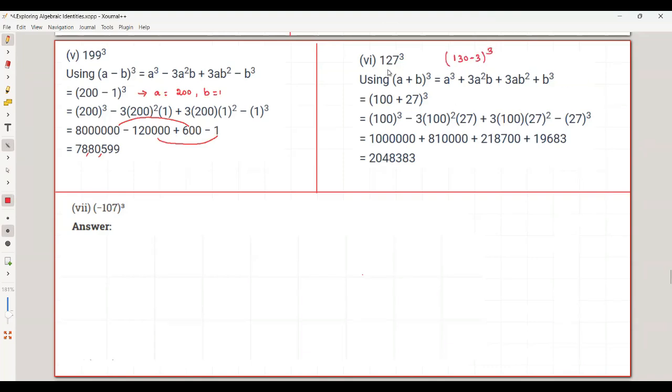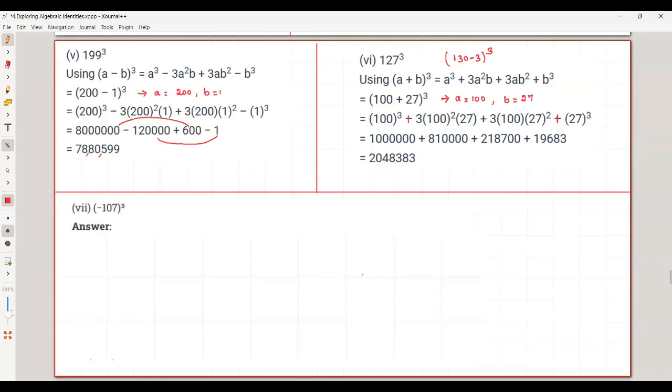Okay, so here I have taken 100 plus 27 the whole cube. 127 the whole cube, I am just writing as 100 plus 27 the whole cube. That means in the place of a, I have taken a is equal to 100 and b is equal to 27. 100 cube plus 3a square b plus 3ab square plus b cube, that is 100 cube, 3 into 100 square into 27, 3 into 100 into 27 square, plus 27 cube. Okay, everything is plus, so we have to add everything.